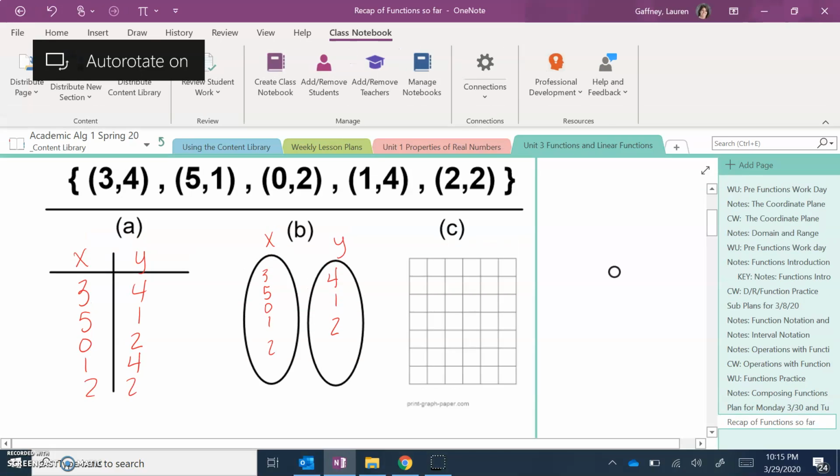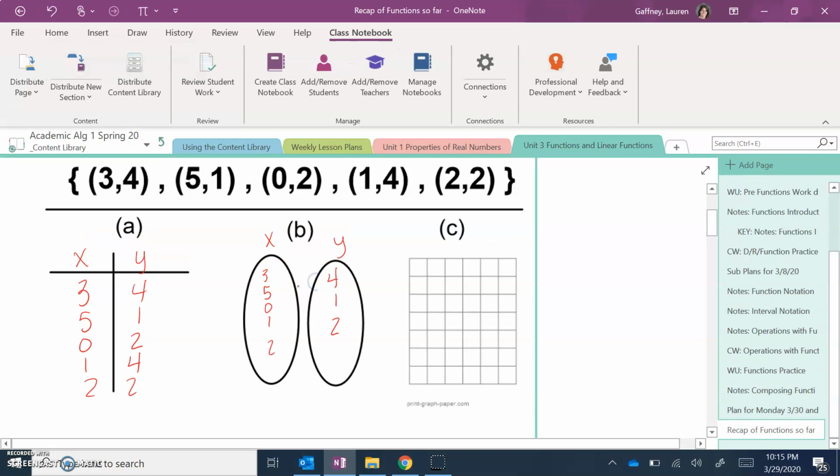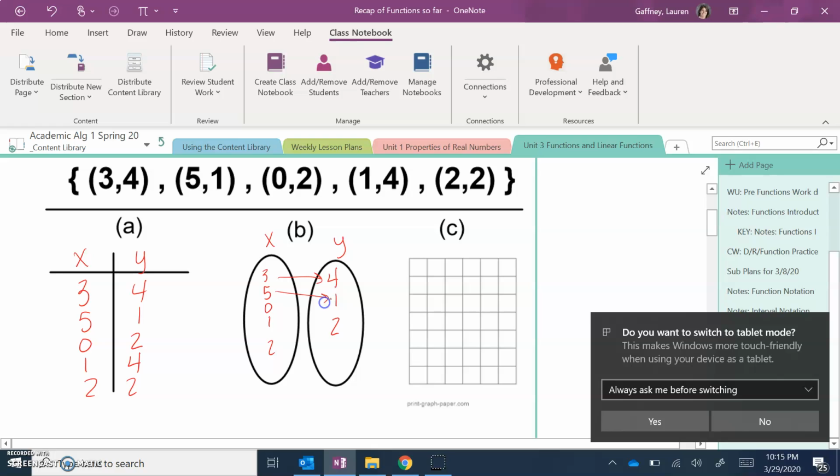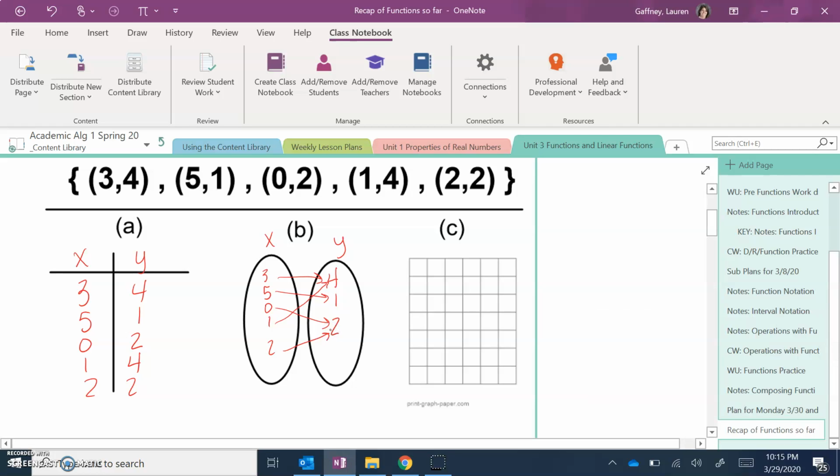So 3 goes to 4. 5 goes to 1, 0 goes to 2. 1 also goes to 4, and 2 also goes to 2. A little sloppy. I don't really prefer those, but now, if we were to plot them, where I basically make this my origin, this my x-axis, sorry, this my y-axis.